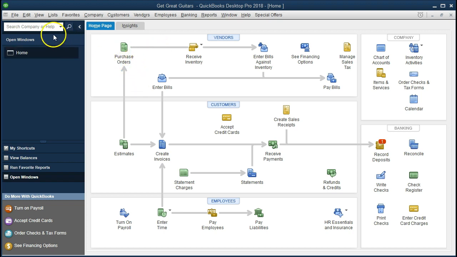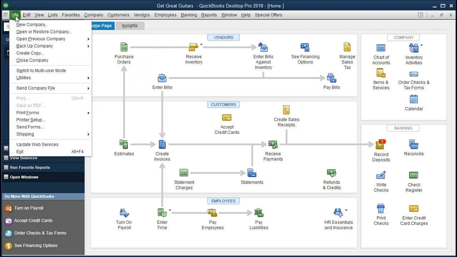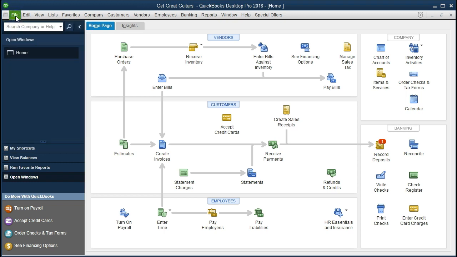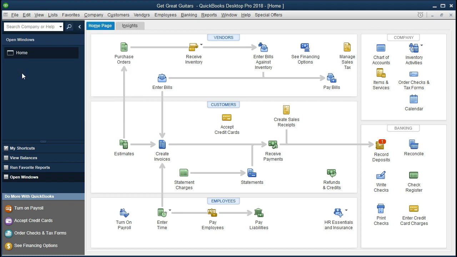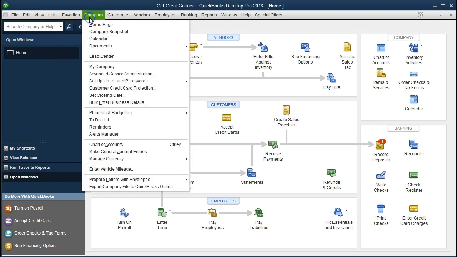If you have the backup to this point, you can restore that at the File tab and Restore. If we currently have the Open Windows list open, in order to open the Open Windows list, go to View, Open Windows List. The only open window is the home page at this time. That is at company and home page.